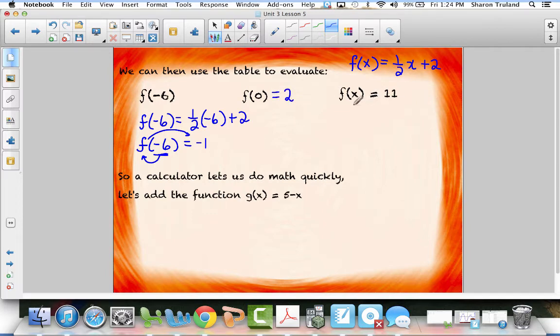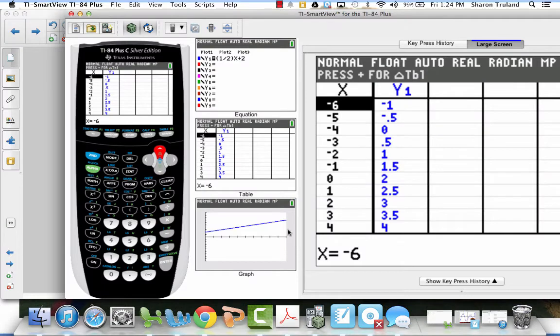Oh, now we have to really understand functions. They didn't tell us what the x value was. They did tell us what the y value was. So when I go to look this up in the chart, I've got to come over here to my y's, and I'm looking for 11. Wow, I've got a ways to go.